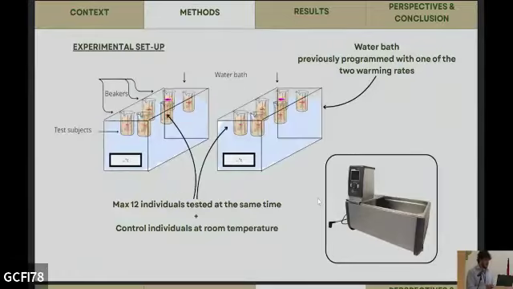That's the setup, pretty easy. We have two different water bath beakers with 1 individual per beaker. We can test at max 12 individuals at the same time. We have also control individuals outside the setup at room temperature. And the water bath is previously programmed with one of the two warming rates.